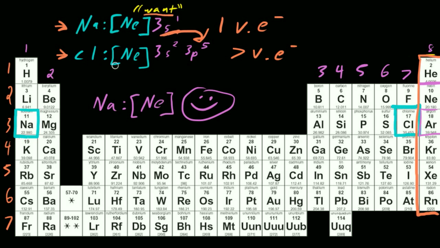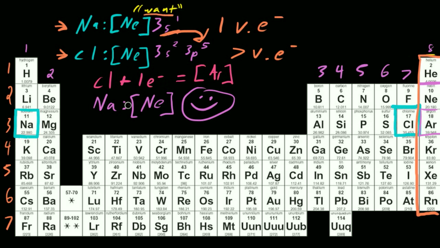How about chlorine? What would happen to chlorine if chlorine gained this one electron? Well, it would have 7 valence electrons. And now chlorine's configuration, actually, you know what? I'm going to say chlorine plus 1 electron. So we're going to add 1 electron to chlorine. That electron configuration is going to look exactly like argon, right? It's going to have the same electron configuration as argon.